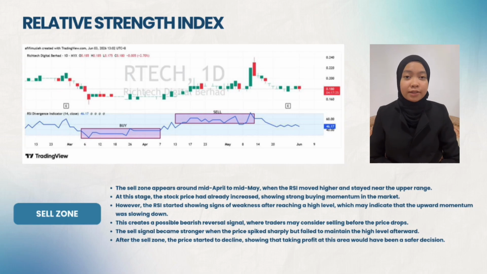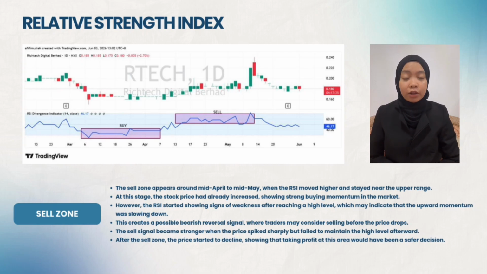In this chart, the sell zone is important because the price spiked sharply in May, but it could not maintain that high level. After that, the price started to fall. This indicates that the stock may have reached a short-term peak. Therefore, traders may consider selling or taking profit in this zone to avoid losses from a possible price decline. The sell signal became stronger when the RSI started to move downward after the high momentum period. Based on the latest part of the chart, the current RSI is around 46.17, which is below the neutral level of 50.